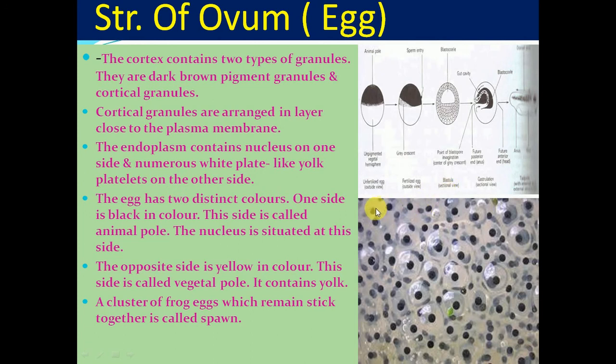As I already showed you in the last slide, the structure of a spawn, where many frog eggs remain stuck together forming a cluster of eggs. Spawn is nothing but a cluster of eggs joined together by a jelly-like structure. The black part which we see here is actually the egg, and this transparent jelly-like structure is the jelly coat, which is sticky in nature. That's why many eggs are held together. So this is the spawn, and this is all about the structure of the egg.